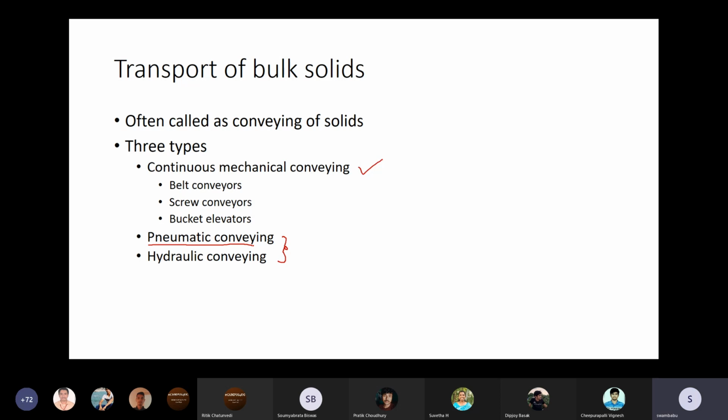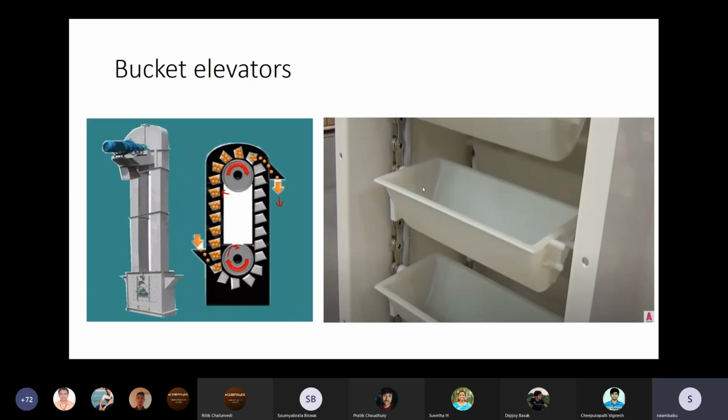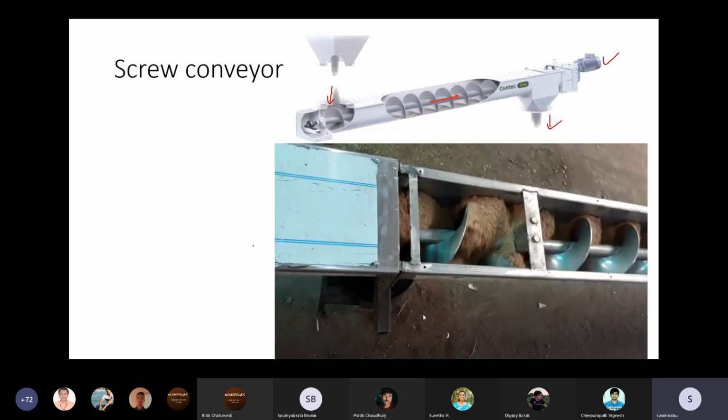So here, the continuous mechanical conveyors are very, very simple mechanical instruments. They don't need any details of chemical engineering fundamentals to design. They're very simple, depending on the size requirements. We can design a belt size, or a bucket size, or a screw size. So that's why I don't want to get into this design aspect, because they're all simple mechanical equipments.